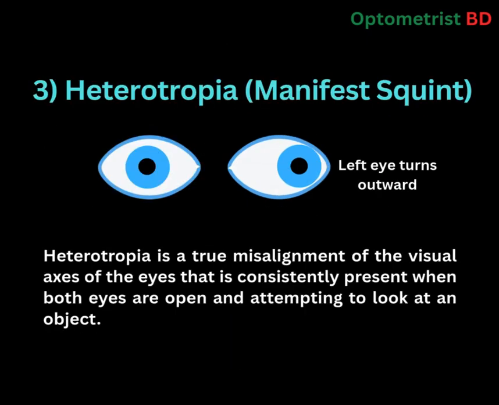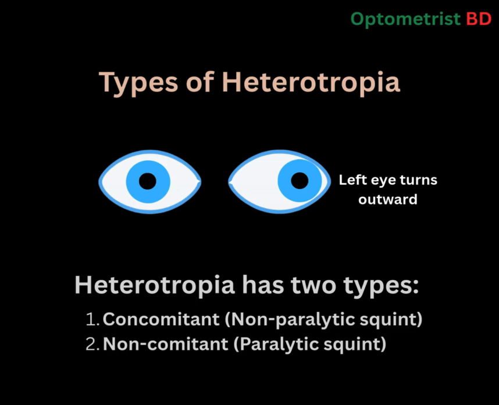Heterotropia is a true misalignment of the visual axes of the eyes that is consistently present when both eyes are open and attempting to look at an object. Types of heterotropia. Heterotropia has two types. 1. Concomitant, or non-paralytic squint. 2. Non-comitant, or paralytic squint.